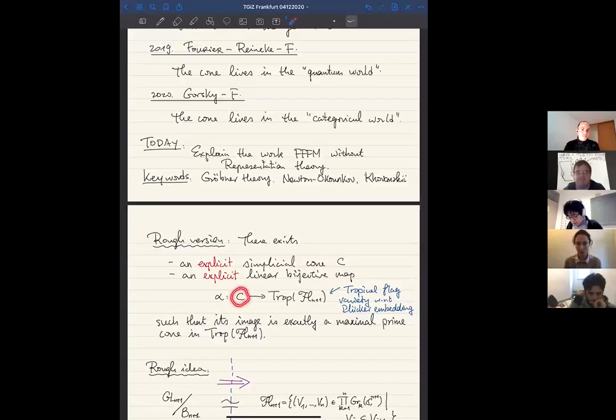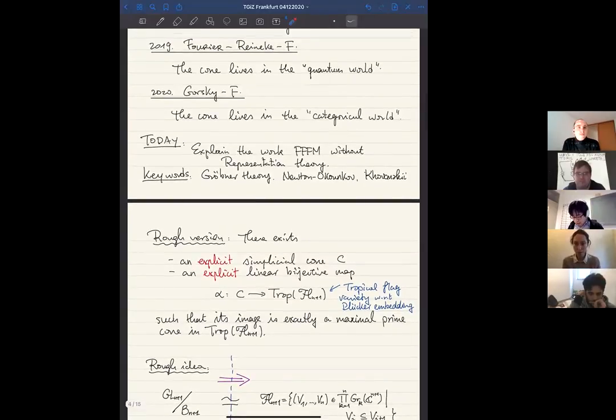Alpha is from this cone C to the tropical flag variety, such that it is bijective to its image, and the image is exactly a maximal prime cone in the tropical flag variety. And this trop Fl_{n+1} is the tropical flag variety with respect to the Plücker embedding, so I will define it later. Okay, so this is the rough version. And now what I need to tell you is what this cone C is and what this linear bijective map alpha is. And those are the two parts of the talk.